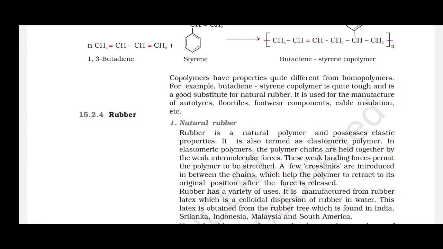For example, butadiene styrene copolymer is quite tough and is a good substitute for natural rubber. It is used for manufacture of auto tires, floor tiles, footwear components, cable insulation, etc.